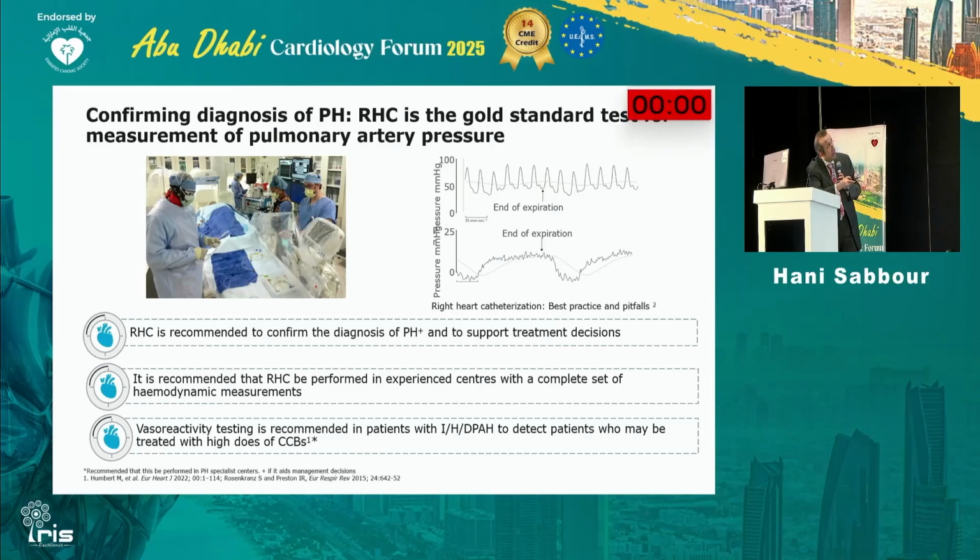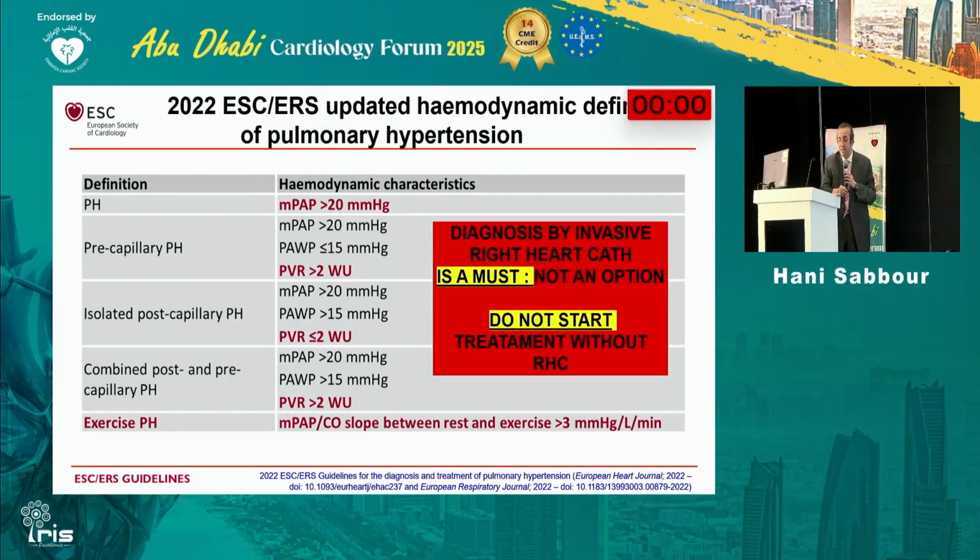When you take a deep breath in, the pressure drops. And we're talking about measurements of within 5 to 10 millimeters of mercury. They make a huge difference to the outcome. We also have to give nitric oxide or inhaled iloprost. We do oxygen challenges. We do exercise, vasoactivity. Right heart cath has to be performed in experienced centers with complete sets of hemodynamics. This is how we characterize the patient. Pulmonary artery pressure above 20, wedge less than 15, PVR more than 2. Diagnosis is a must, not an option. Do not start treatment without right heart cath. Why? Because low-dose sildenafil increases mortality. You cannot use it. Okay, you're not helping the patient.